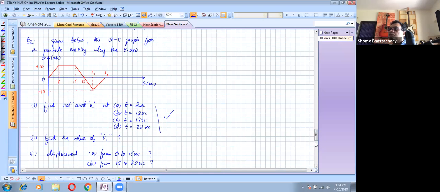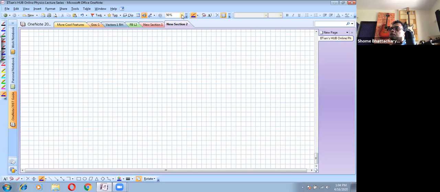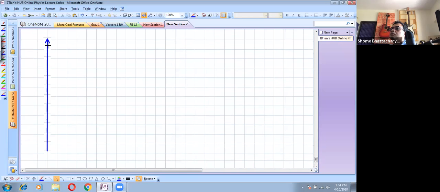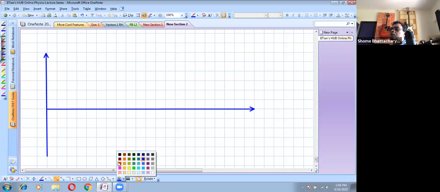I want to find the value of t1. So for that, I will look at this part of the graph very closely now. I will look at the second part of the graph where the deceleration is happening. I'm not too worried about the first part of the graph anymore. My concern is more about this part of the graph.